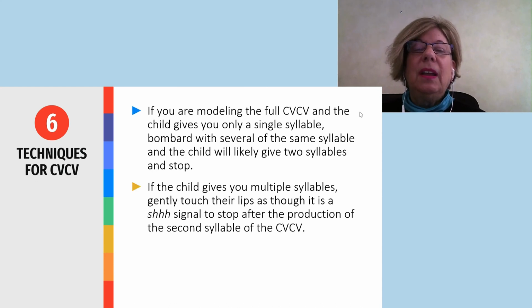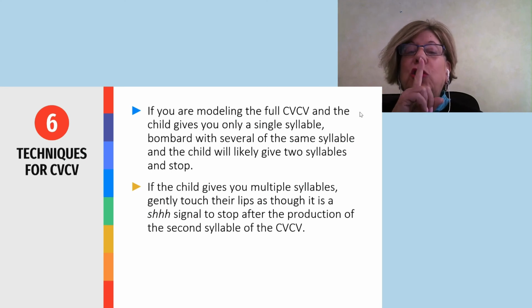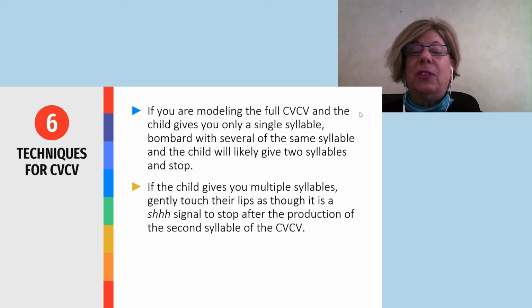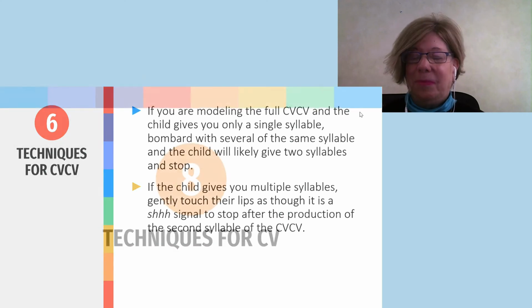If you are modeling the full CVCV and the child gives you only one single syllable, and we talked about this, you say ba ba, and the child only says ba. Bombard the child with several of the same syllables, ba ba ba ba ba, and the child will likely give you two and stop. And if the child gives you multiple syllables, you say ba ba, and they say ba ba ba ba ba, gently touch their lips as though it is a shh signal to stop after the production of the second syllable of that CV.